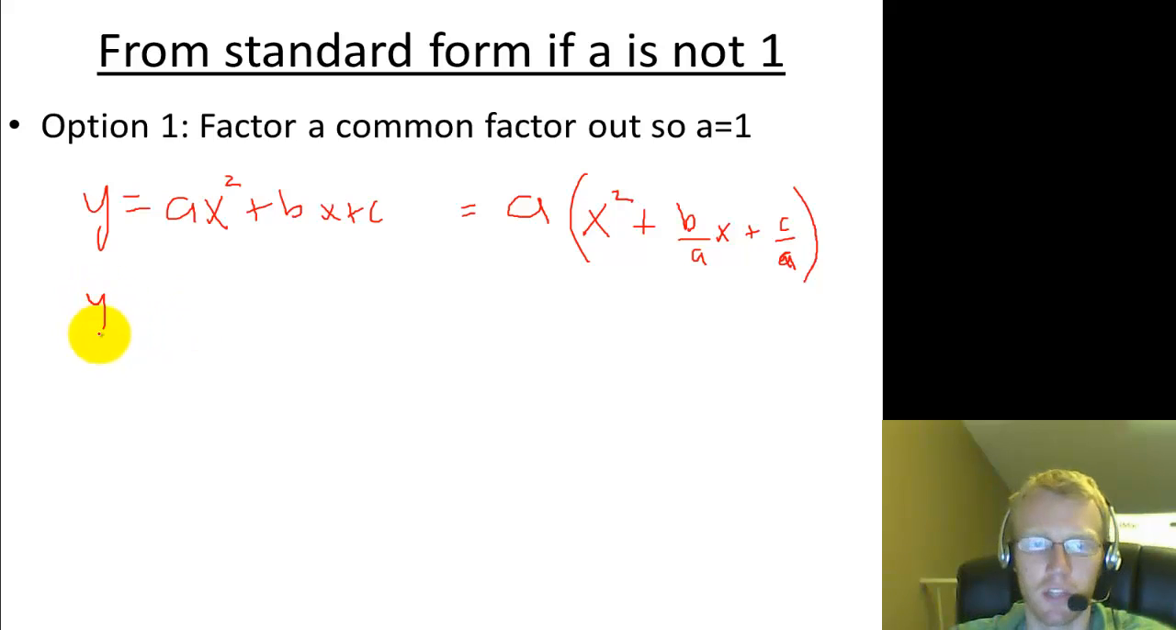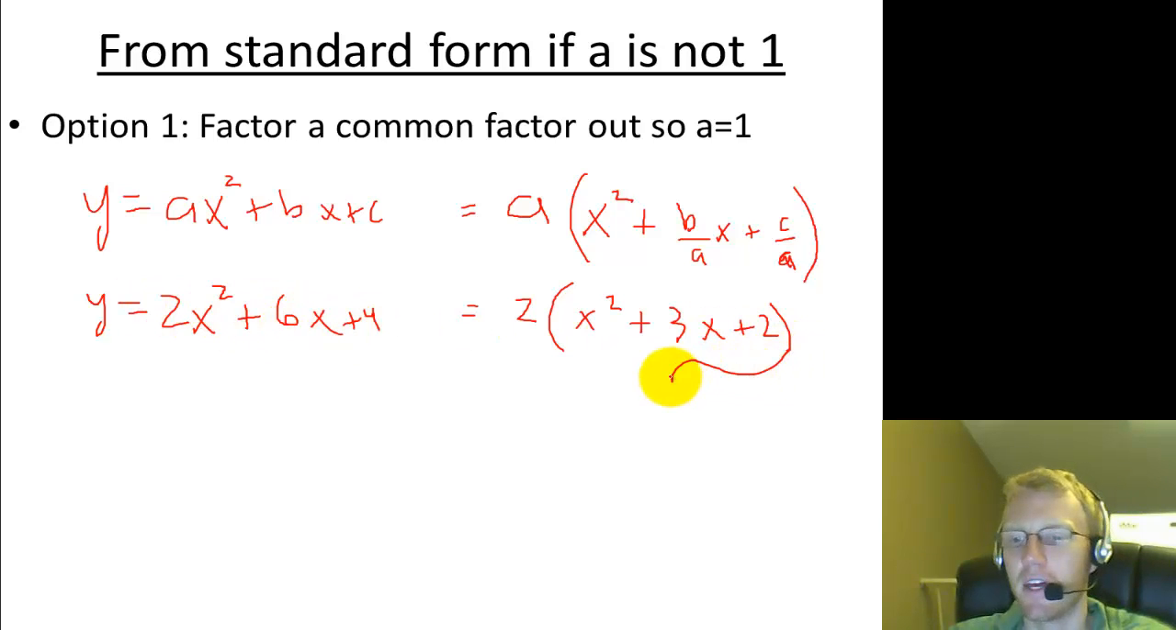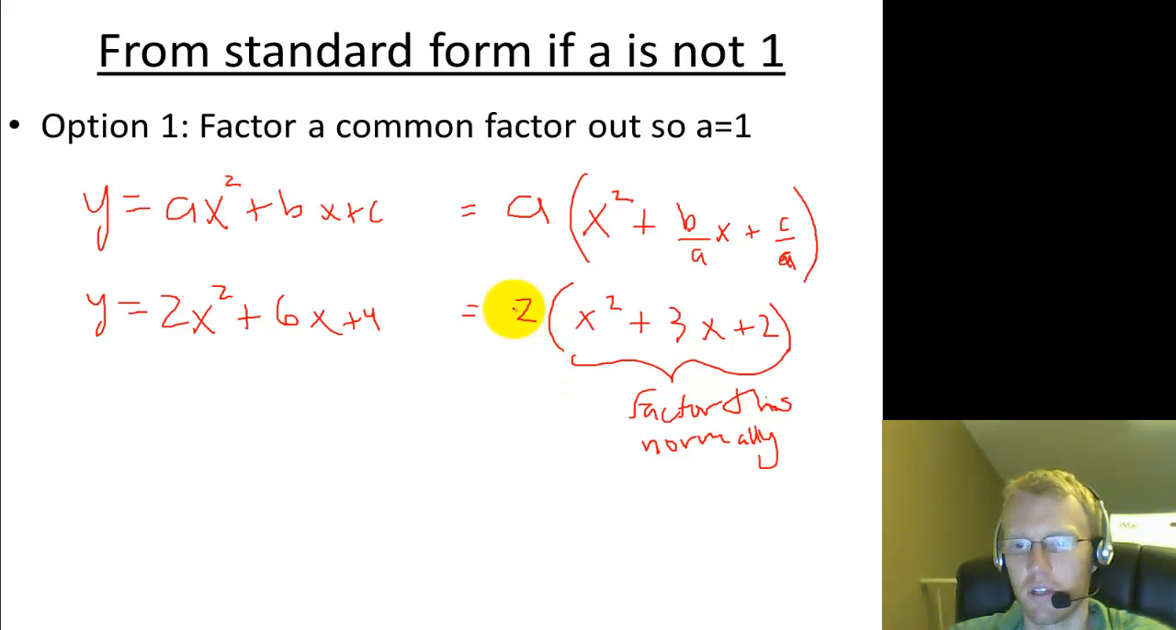It makes more sense with numbers. So say we have y equals 2x squared plus 6x plus 4. You see they all have a 2 in common. So you factor out the 2, and you're left with x squared plus 3x plus 2. This is just a way to write it with the variables, but what we really mean is factor out what they have in common, and then you can factor this part normally. Because now that you've factored out the stretch factor, the part that's left over has a leading coefficient of 1, and so you can factor it normally.